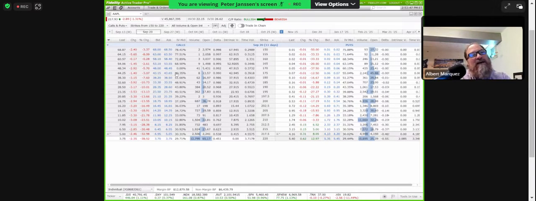The problem is, as Peter is laying out, when we get to these higher delta options, they're going to be more and more like the underlying itself. So in other words, if we're talking about a 99 delta or 98 delta, then that stock is going to behave much like 99 shares of stock. And so if we have a big drawdown, it's going to go down quite a bit more than maybe say a delta of 20 or 30, for example.